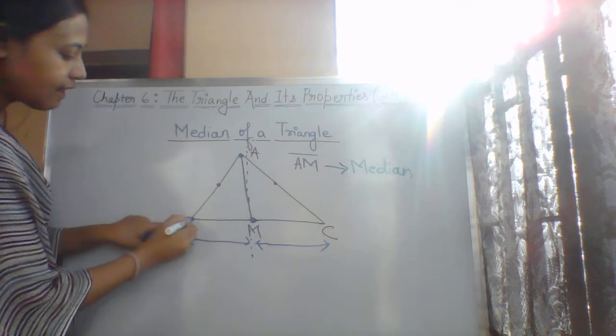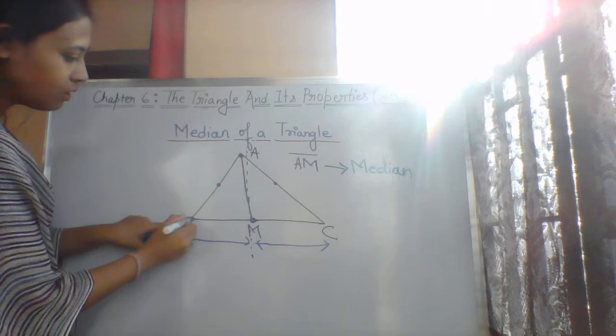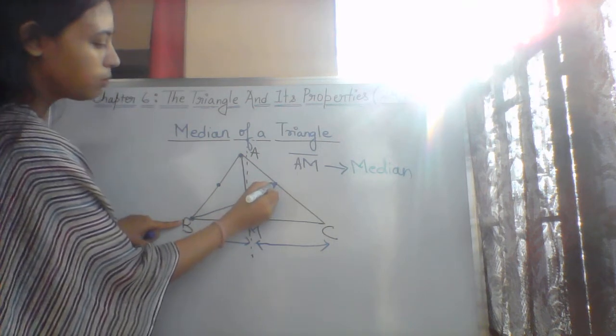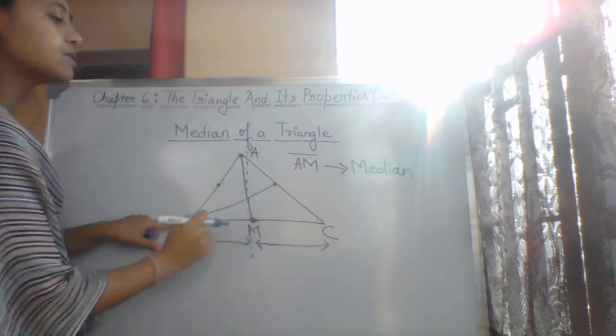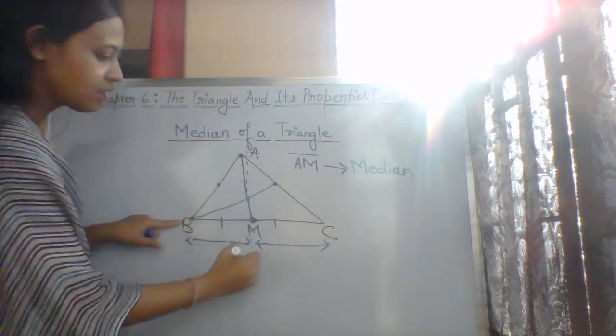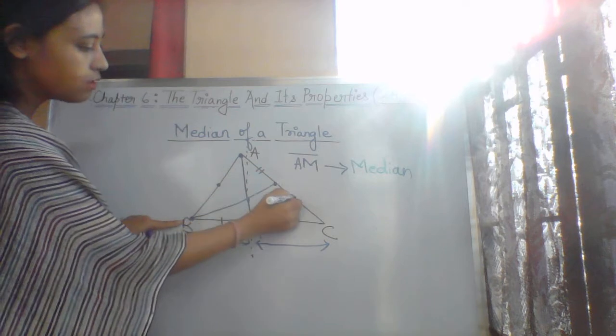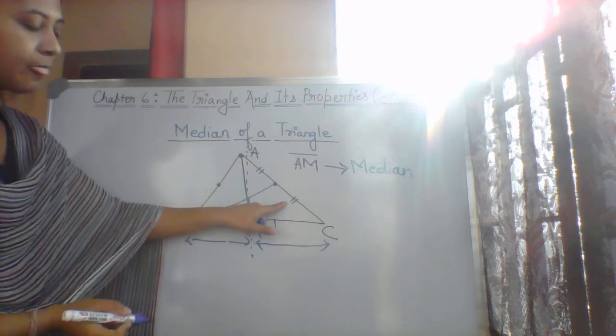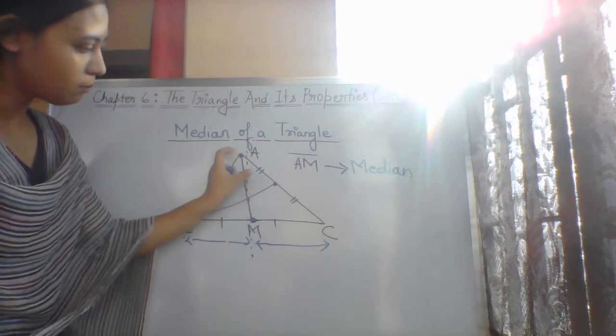So it is a line from the vertex B to the midpoint of the opposite side. Here the value of this is equal, and here also the value of this and this are equal. So we are denoting them with a similar sign.